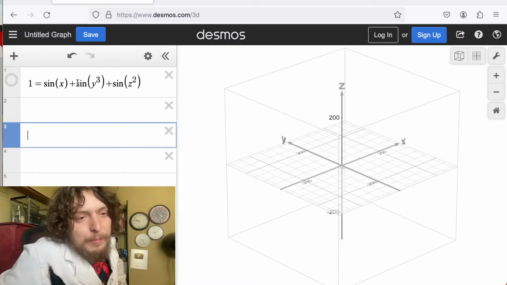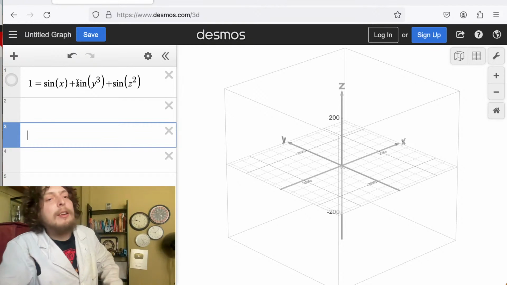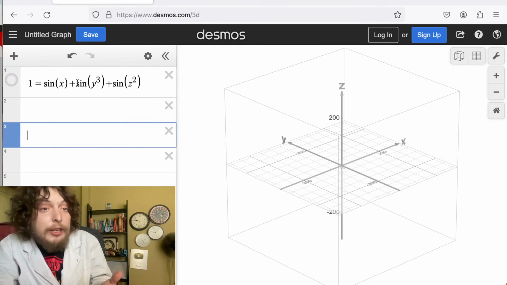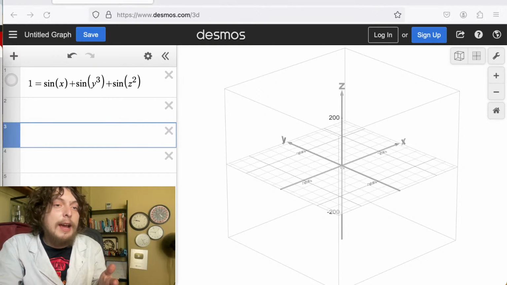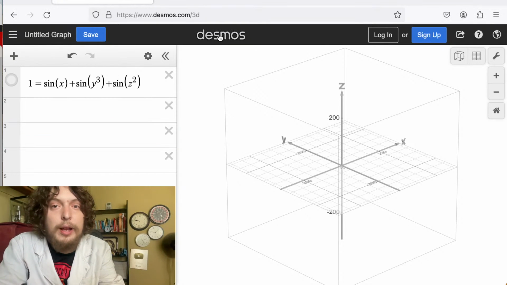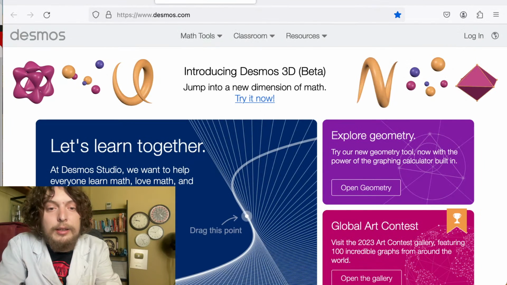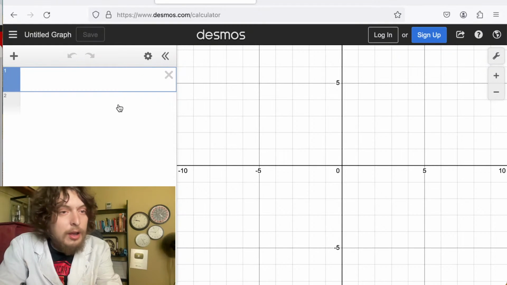Anyway, what I whipped up here was thinking, well, we have a lot of equations that looked really cool on 2D Desmos. And in fact, let me pull open 2D Desmos for a second as well. Here is the 2D one.